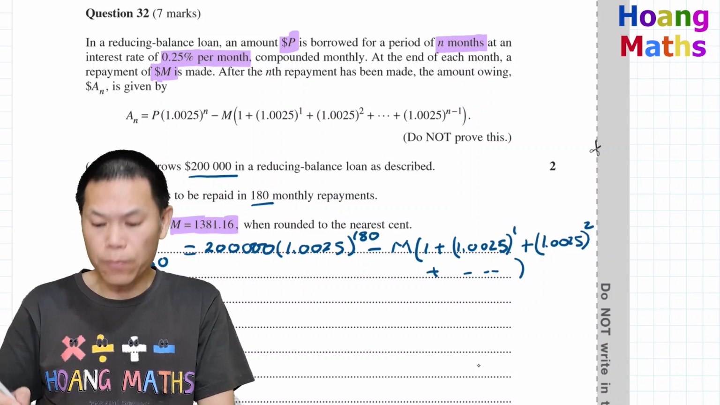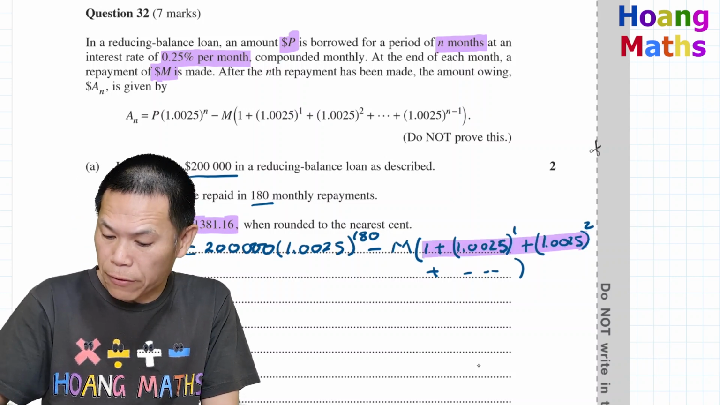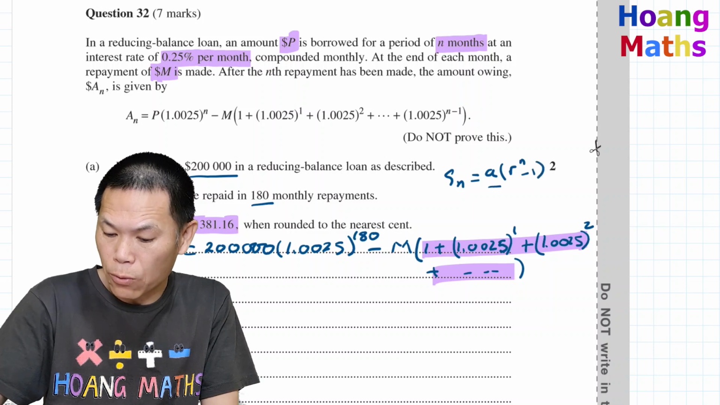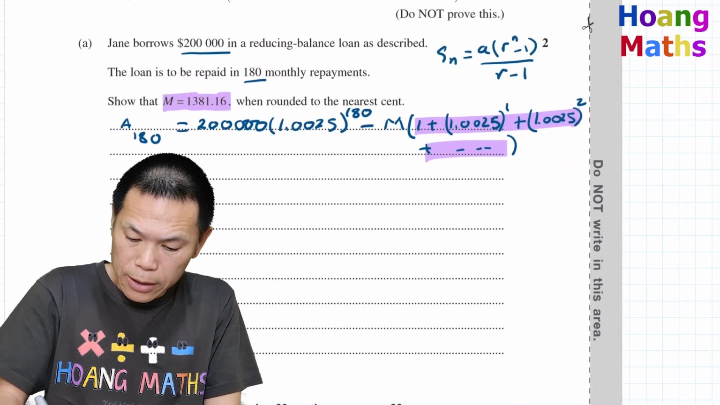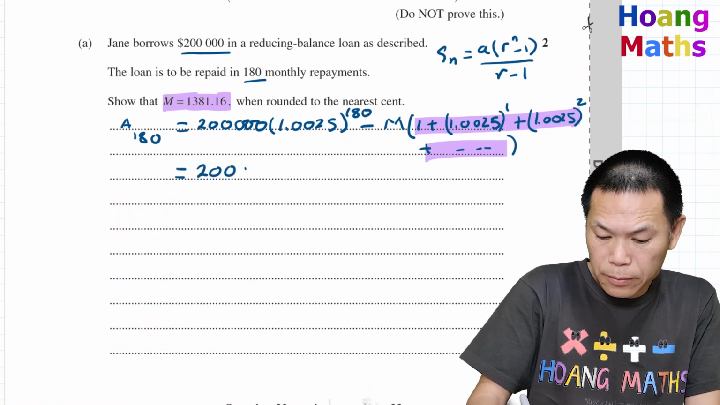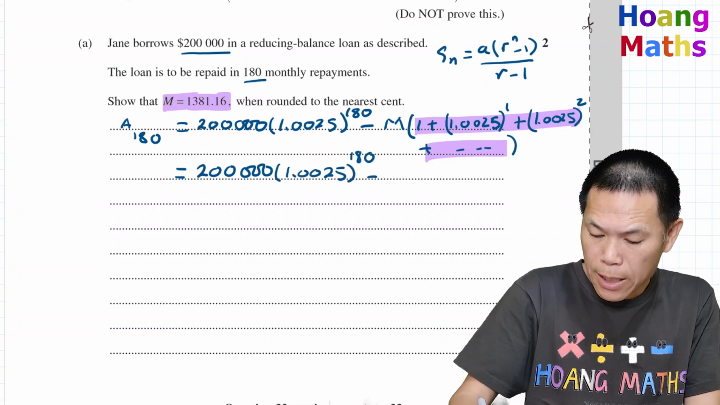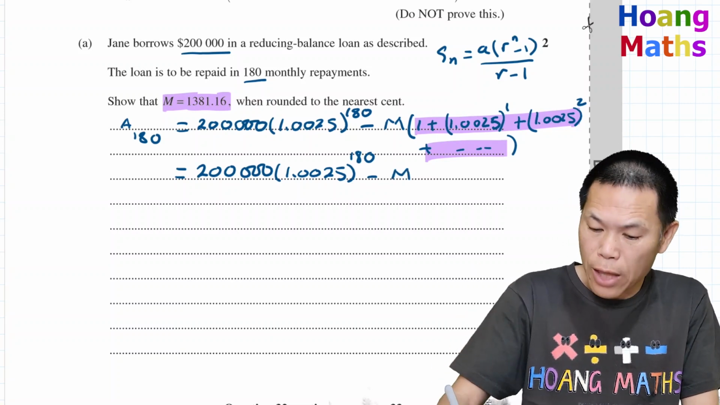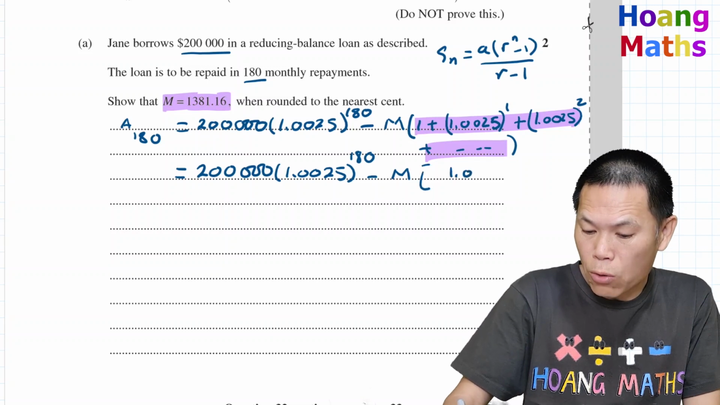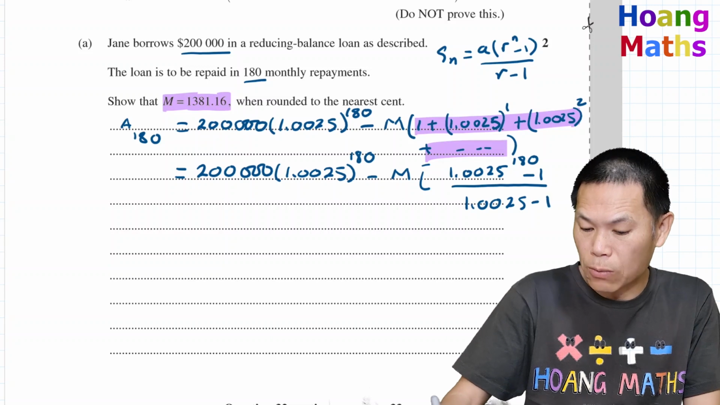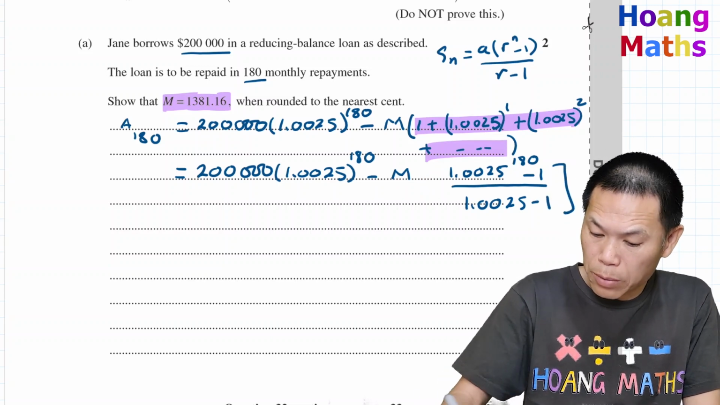and so on. Okay, so what I do, I just simplify this series first, and we use S_n equals a times r to the power of n minus 1, over r minus 1. So now that is equal to 200,000 times 1.0025 to the power of 180, we minus M. So a is 1, so we can ignore that. So r is 1.0025, to the power of 180 because n is 180. Okay, keep that in mind. And then we minus 1 over 1.0025 minus 1. And I bracket this. I just made this a bit bigger.